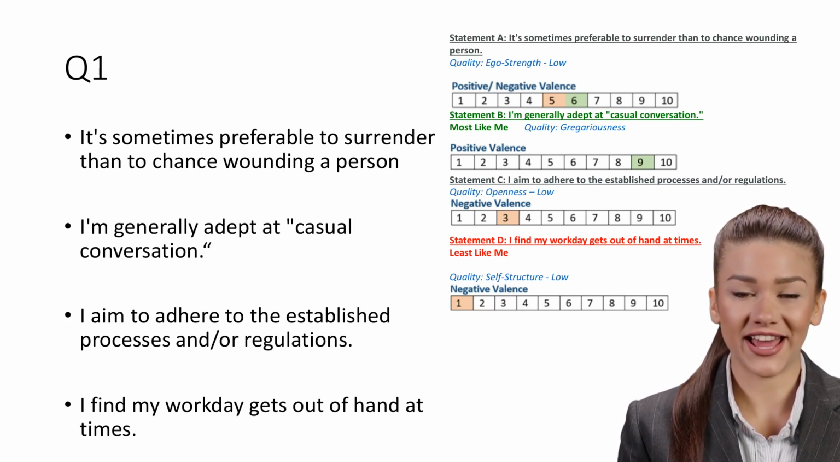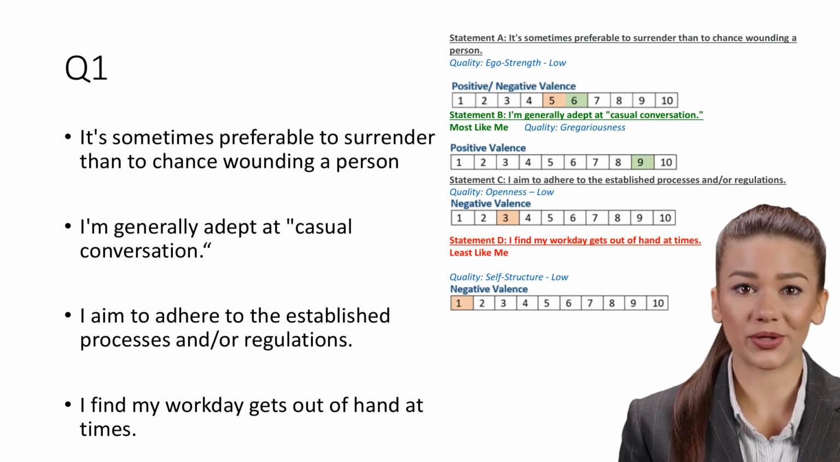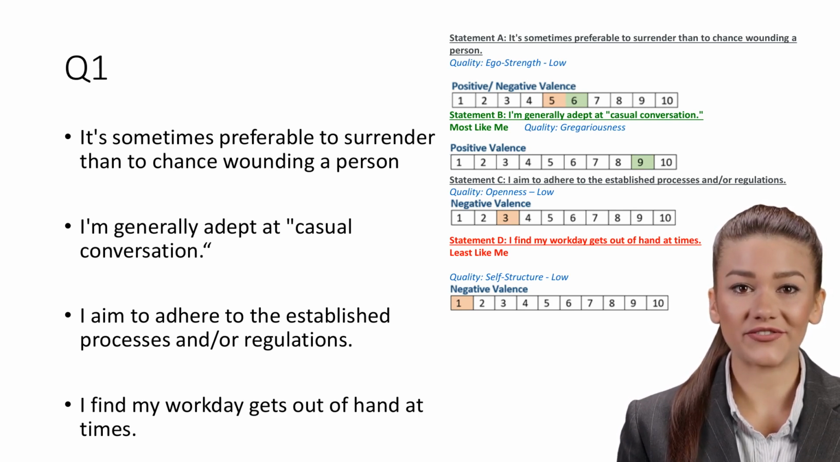Statement C. I aim to adhere to the established processes and/or regulations. It evaluates quality, openness, low. A preference for thinking creatively and generating new ways to solve problems is always preferable to a focus on pre-established processes unless in a regulatory or law enforcement environment. That said, a preparedness to comply when needed to meet requirements is an essential balance.